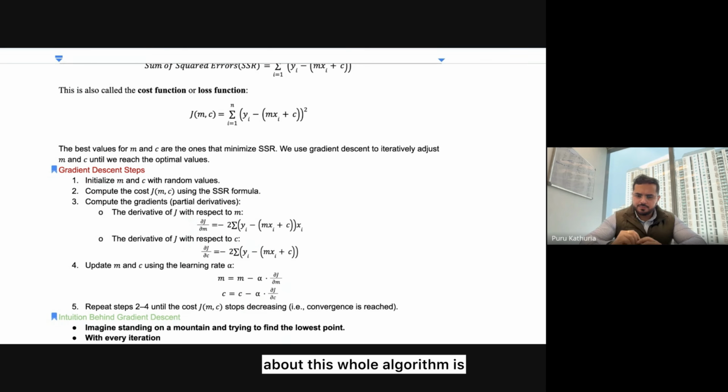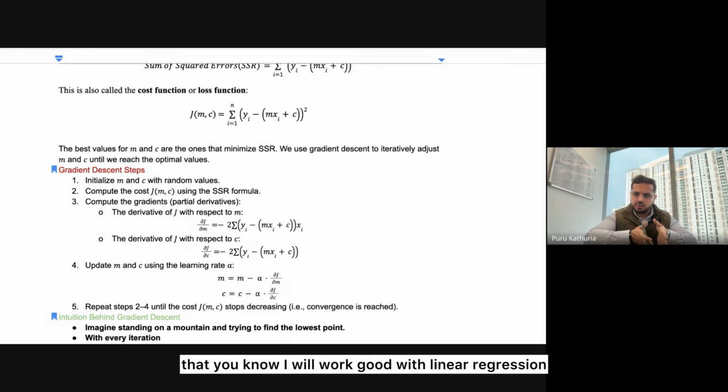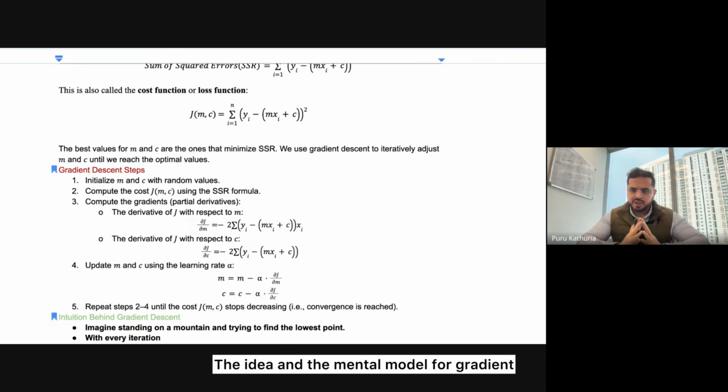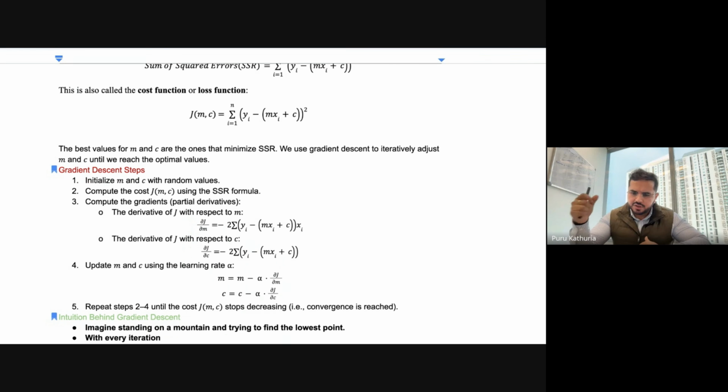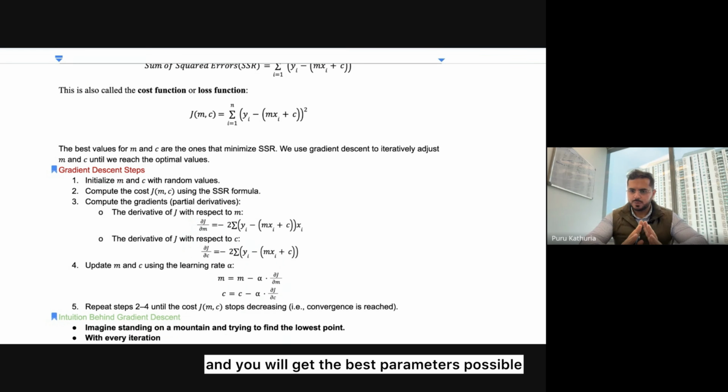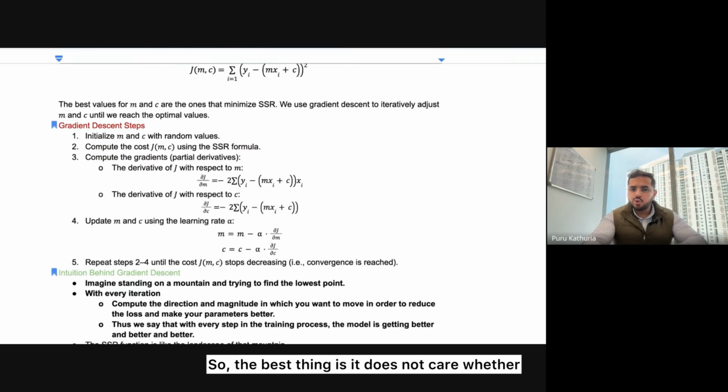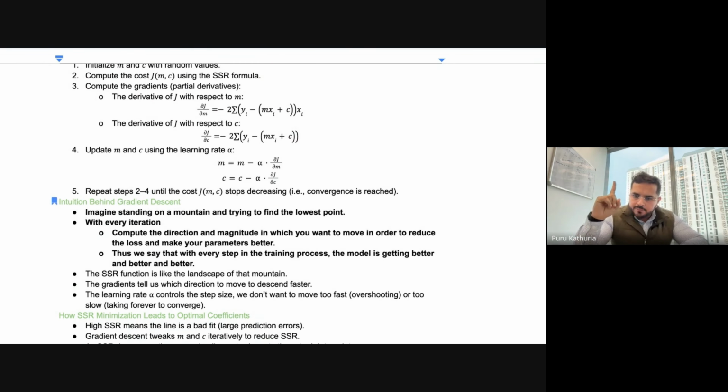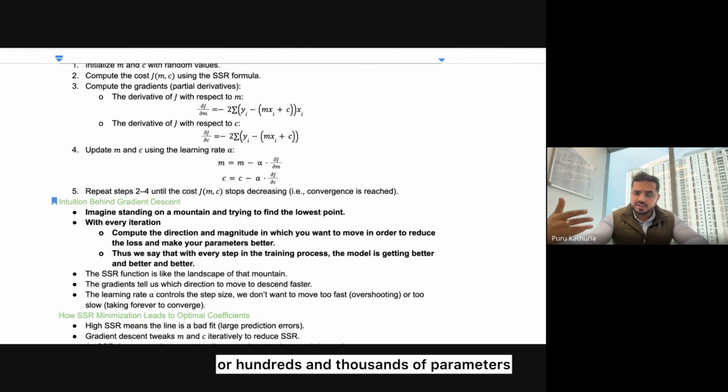Now, the best thing about this whole algorithm is that gradient descent stays the same for all models, for all algorithm types. It is not that it will work well with linear regression, but not work well with logistic regression, and not work well with neural networks. The idea and the mental model for gradient descent stays the same, which is differentiate the loss function with respect to all the parameters and update the parameters and do it for iterations over iterations. If you're dealing with a convex function, you will reach the global minimum and you will get the best parameters possible, right? So the best thing is, it does not care whether you have one parameter or two parameters or three parameters or hundreds and thousands of parameters, right?